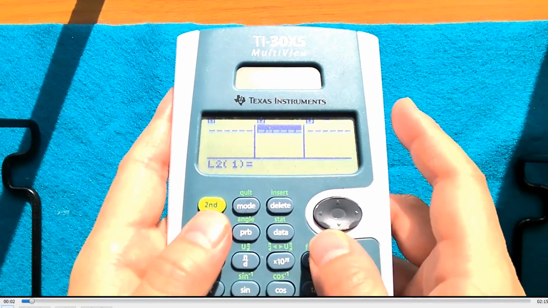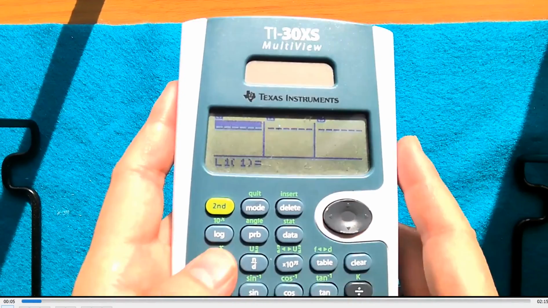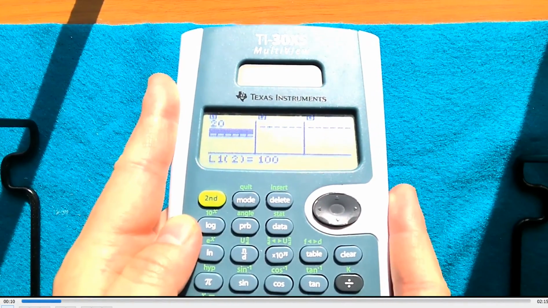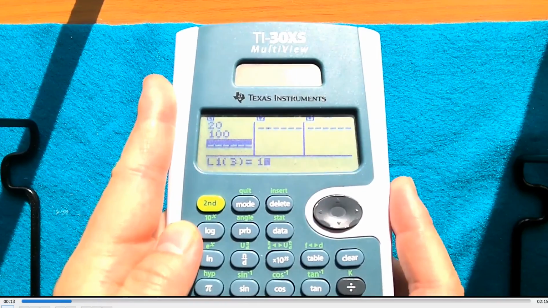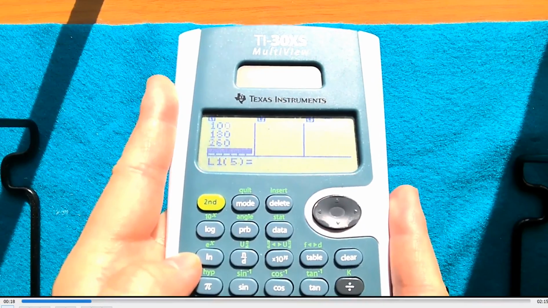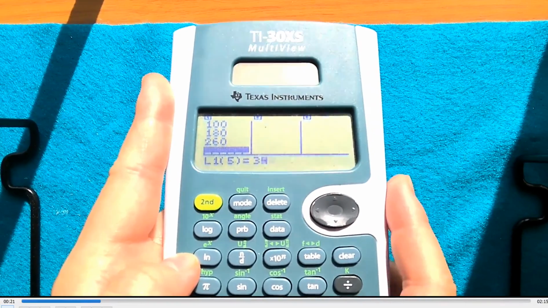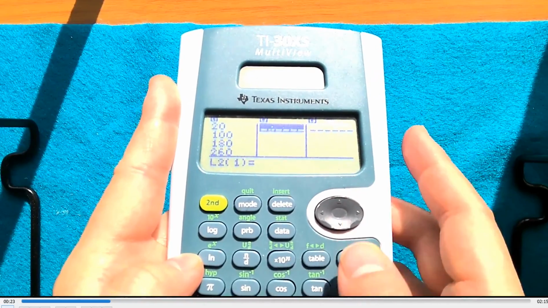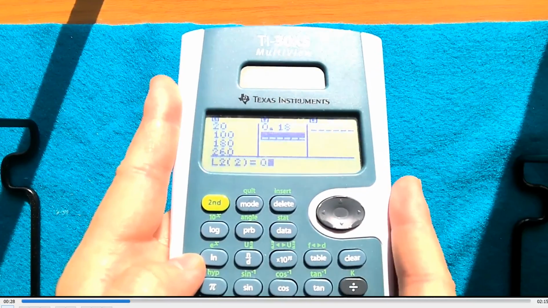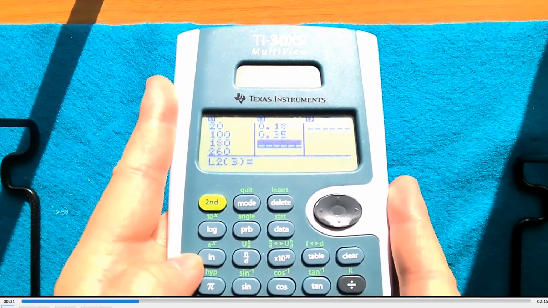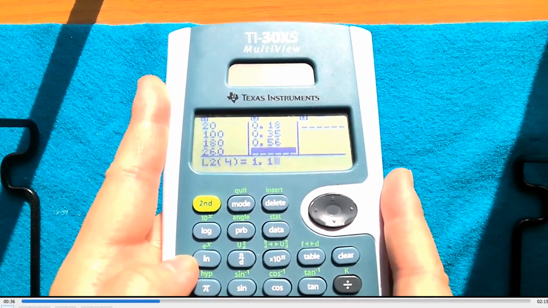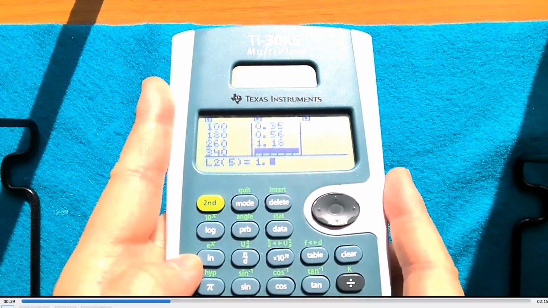Example 2. Let's enter the X values. They are 20 and 100, 180, 260, 340. And then the Y values, we have 0.18, 0.35, 0.56, 1.18, 1.45.